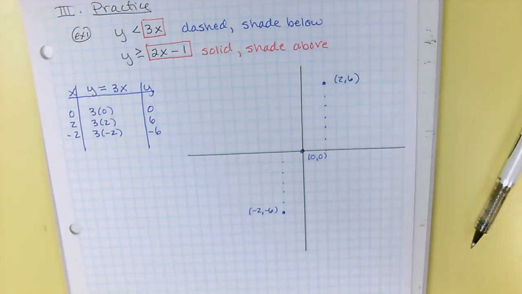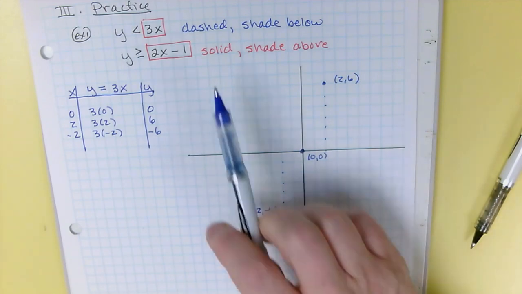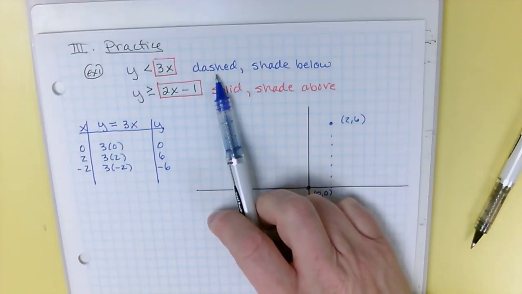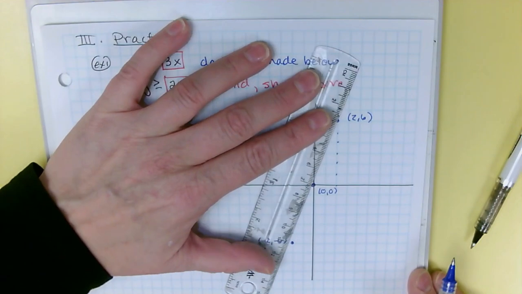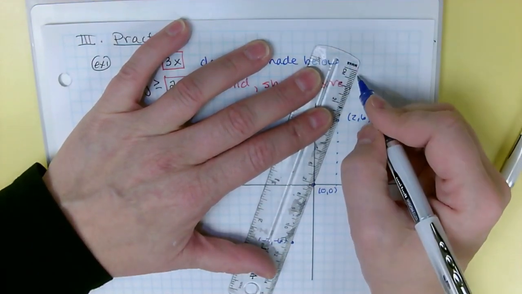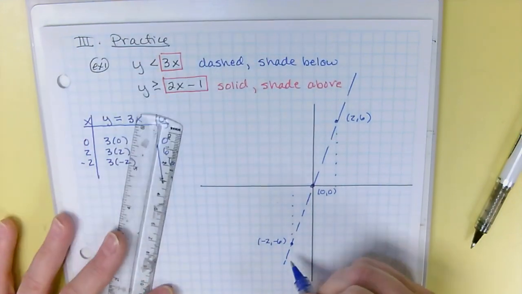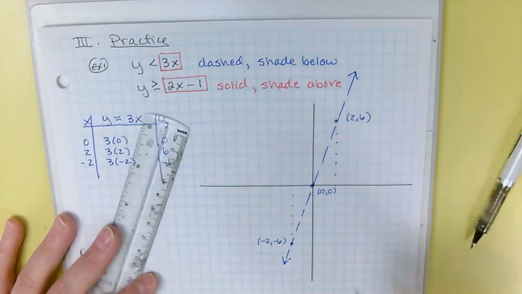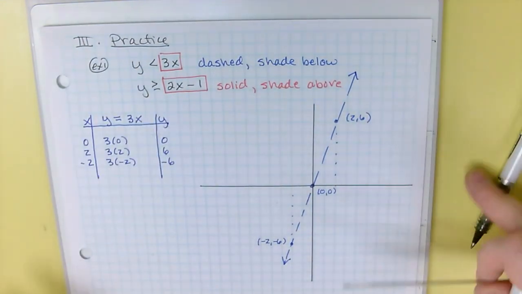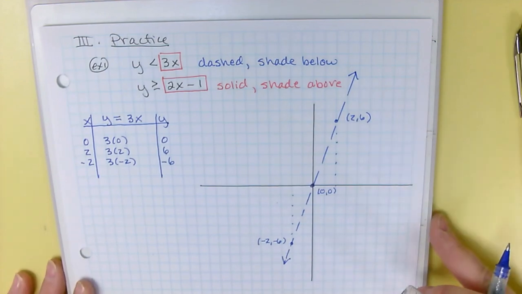Okay, before you draw your line through your 3 points, remember it's supposed to be dashed. So line your ruler up and then go through your 3 points dashed, and then at both ends, don't forget your arrowheads because lines go on to infinity.